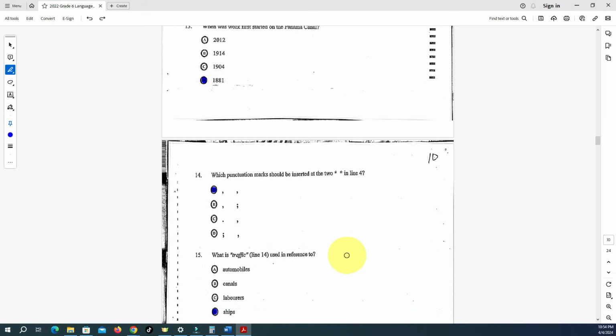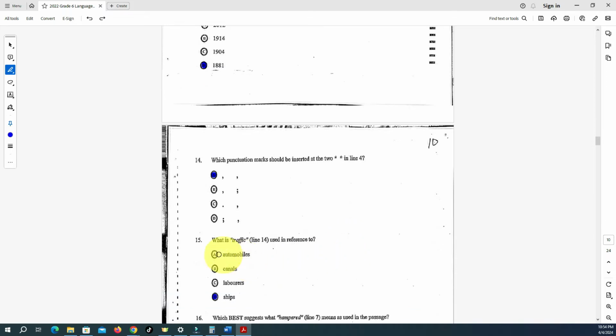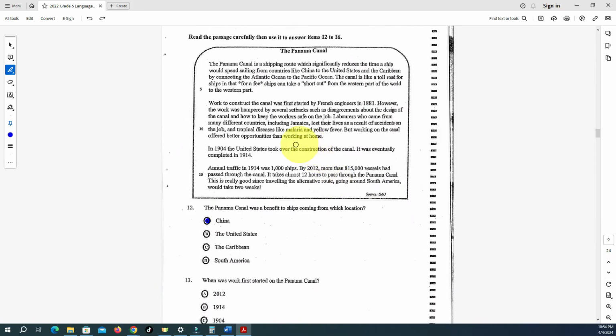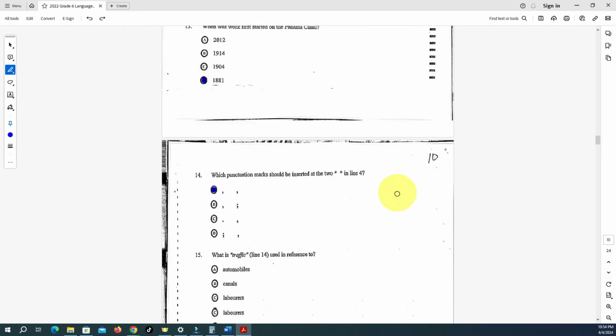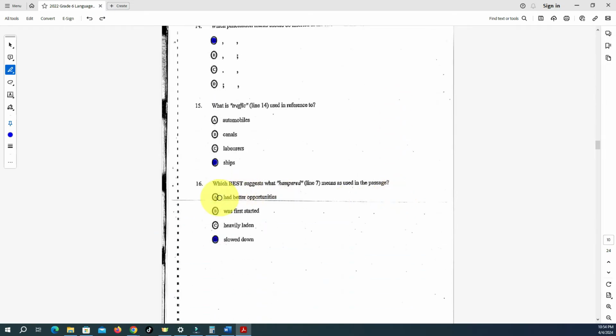All right. What is "traffic" in line 14 used in reference to? I say ships, because the traffic in line 14, the annual traffic, was 1,000 ships. So we're talking about the traffic of the ships. So I chose ships. Okay. All right. For 16, which best suggests what "hampered" in line 7 means?